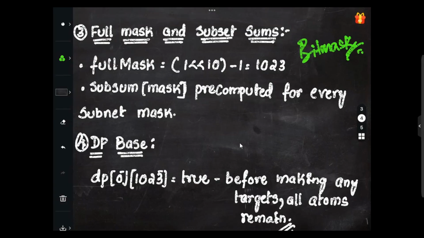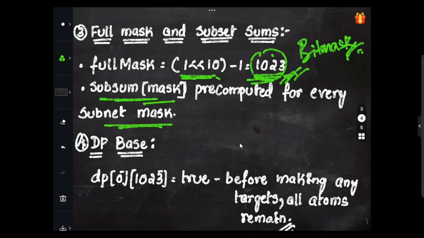We'll be going with a bit mask DP as I have said earlier. So full mask and subset sums. Full mask in the sense we will be going with 1 left shift 10 minus 1. That is nothing but, in this case, the value 1023. You can just check 1 left shift 10. So this is nothing but 1023. For subset sums of mask, pre-computed for every subset mask, we'll see this later. For now, just remember this part, full mask.